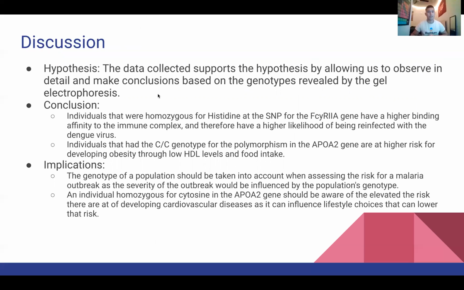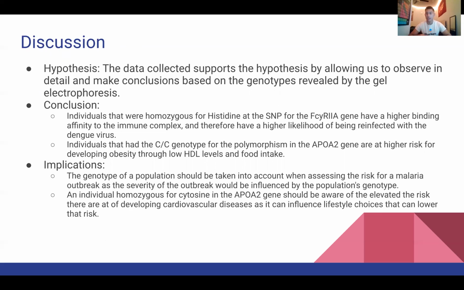Alrighty, and for discussion, we did prove our hypothesis. We were able to take a closer look by running these samples through the gel and looking at both of these genes. In conclusion, for the individuals that were homozygous for histidine at the single nucleotide polymorphism for the FCGR2A gene, those individuals have a higher binding affinity to that immune complex, so they have a higher likelihood of being reinfected with dengue.